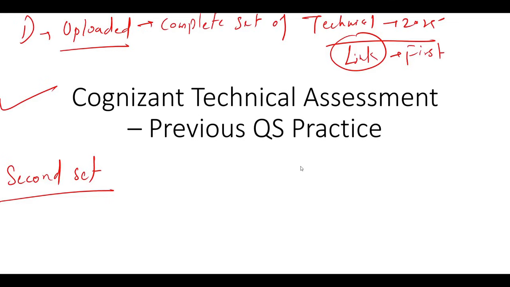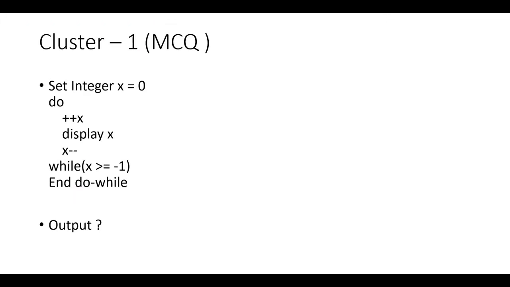Now let's start with the Cognizant Technical Assessment previous year questions. First, this is for the cluster 1 MCQ question. This is one question in which we need to tell the output. Okay, let's discuss this.